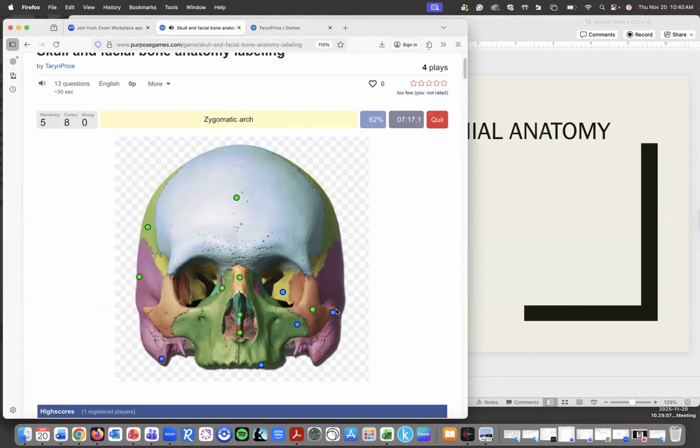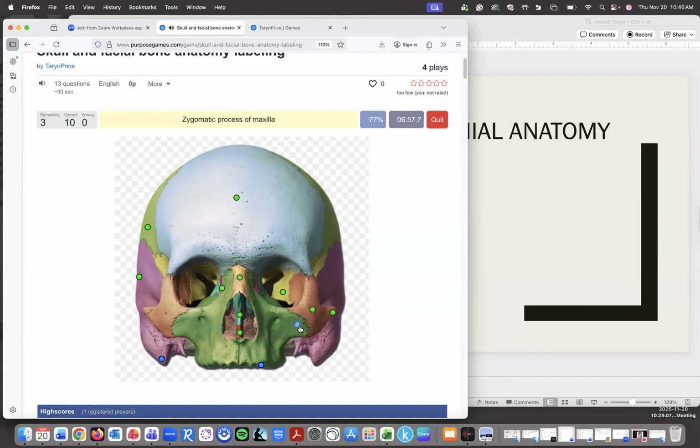Zygomatic arch goes around this area. Remember, the zygoma makes up part of it, but the majority of the arch is made up of the temporal bone, a little extension on the temporal bone. Sphenoid bone, greater wing, is going to be seen here in the back of the orbit. The lesser wing would have been up there.